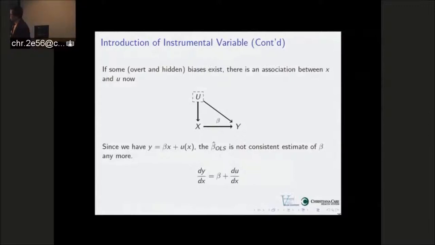We can find this estimate becomes the true beta plus the derivative from U to X. If U is independent of X, we know this term is zero. If U is some function of X, no matter whether it's positive or negative, this is not equal to the true parameter value beta. So this could cause a problem.